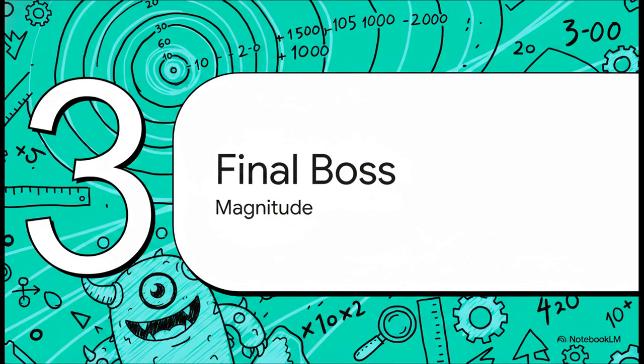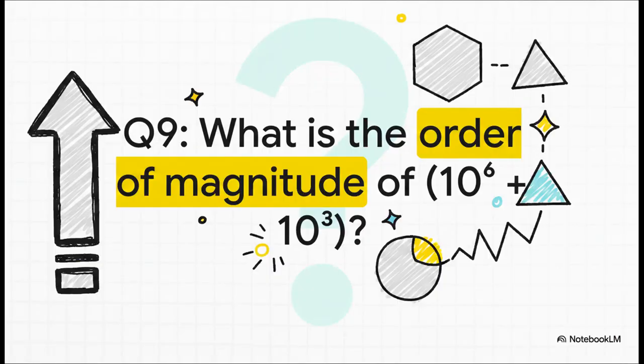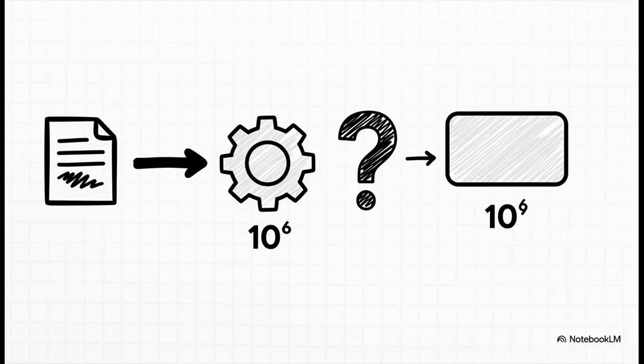All right, you ready? Time for the final boss. It's just one quick question to go, this one focusing on the concept of order of magnitude. And here it is. What is the order of magnitude of 10 to the power of 6 plus 10 to the power of 3? Now, this is an interesting one.